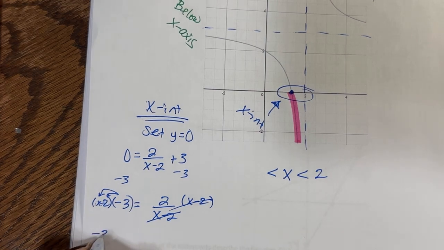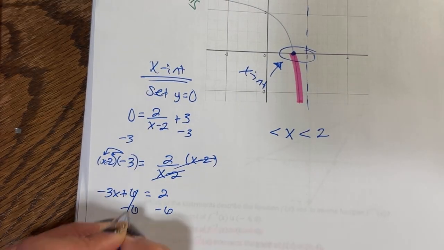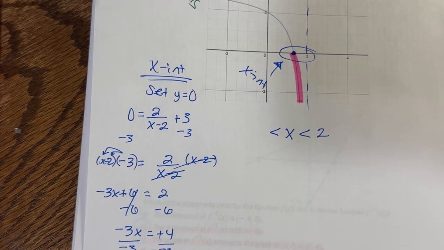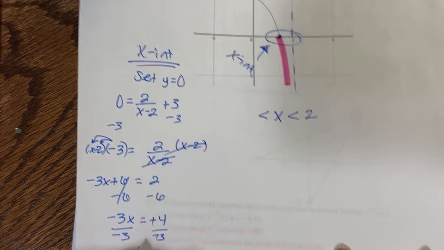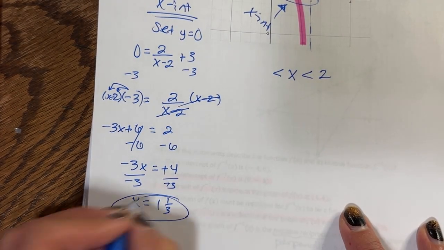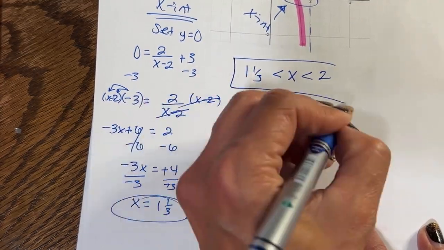So that is negative 3x plus 6 is equal to 2. We need to subtract 6 from both sides. Negative 3x is equal to negative 4. Divide both sides by negative 3, and negative divided by negative is positive. And let's see, 3 goes into 4 one time with 1 left over. So 1 1/3 is the x-intercept. So 1 1/3. And there's my solution.